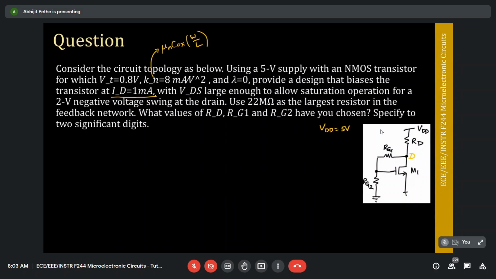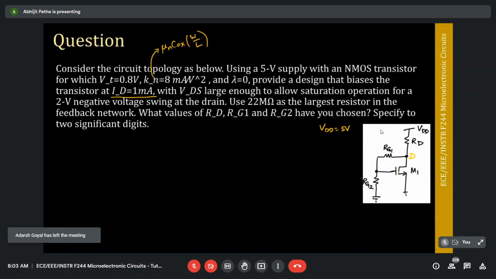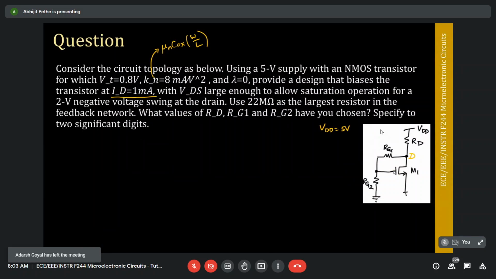So what I'm trying to say is, suppose I connect this as a common source amplifier where I give a Vin at this point. My concern is that I can tolerate up to a 2 volt swing on this drain. That is, when this drain voltage goes from the bias point to 2 volts below the bias point, M1 should also be in saturation. Is everybody following what the question means?